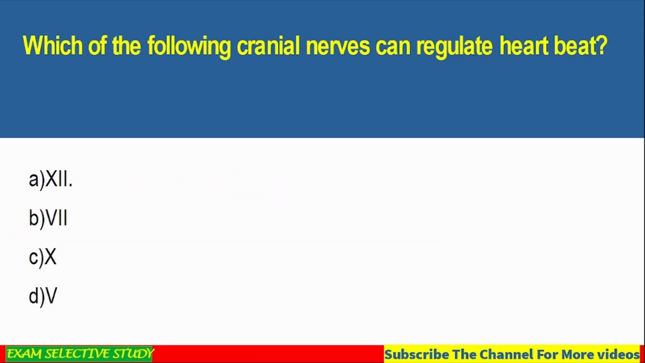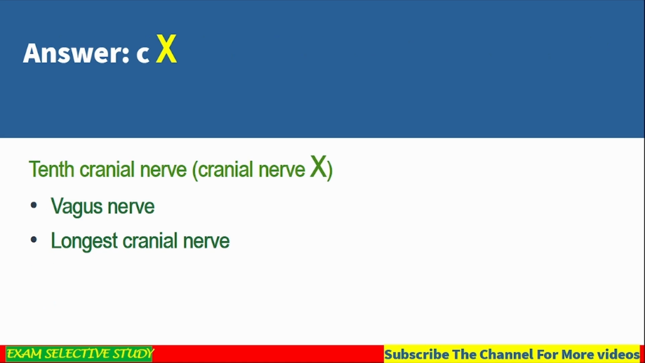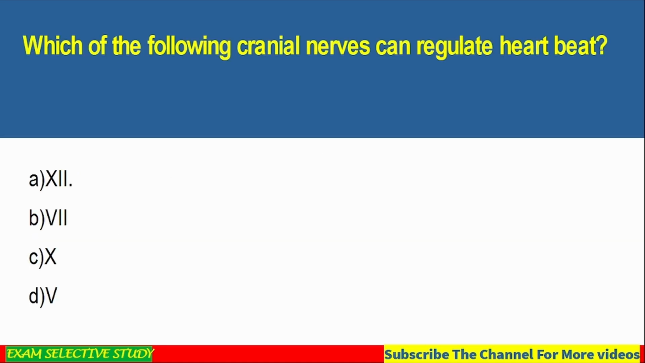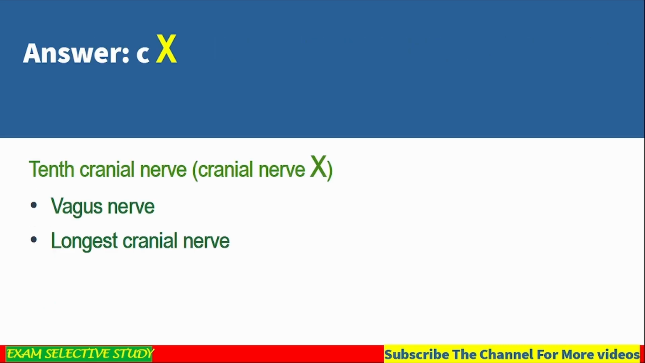Next question, which of the following cranial nerves can regulate heartbeat? Options: 12, 7, 10, 5. Answer: 10. The 10th cranial nerve is also known as the vagus nerve and it is the longest cranial nerve.